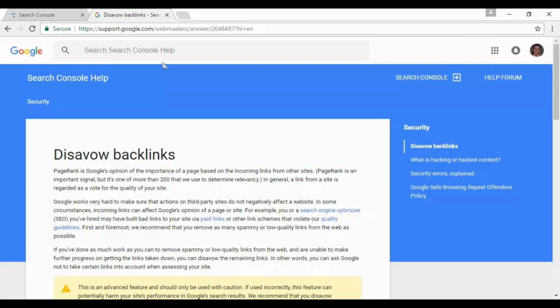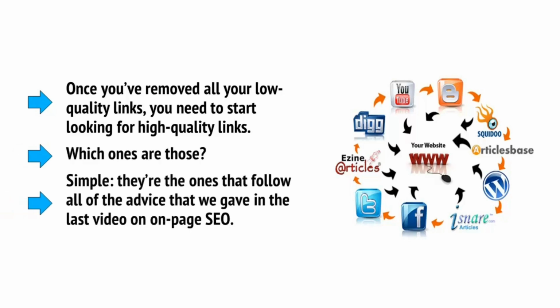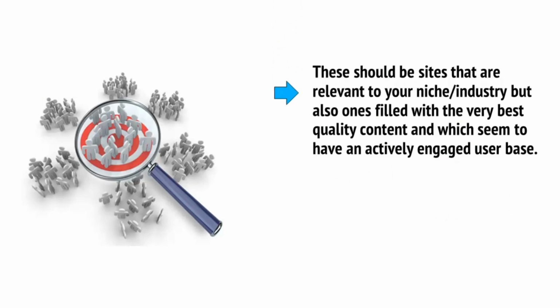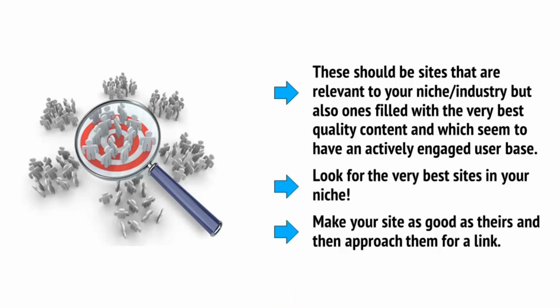Once you've removed all your low quality links, you need to start looking for high quality links. Which ones are those? Simple. They're the ones that follow all of the advice that we gave in the last video on on-page SEO. These should be sites that are relevant to your niche/industry, but also ones filled with the very best quality content and which seem to have an entirely engaged user base. In other words, look for the very best sites in your niche. Make your site as good as theirs and then approach them for a link.